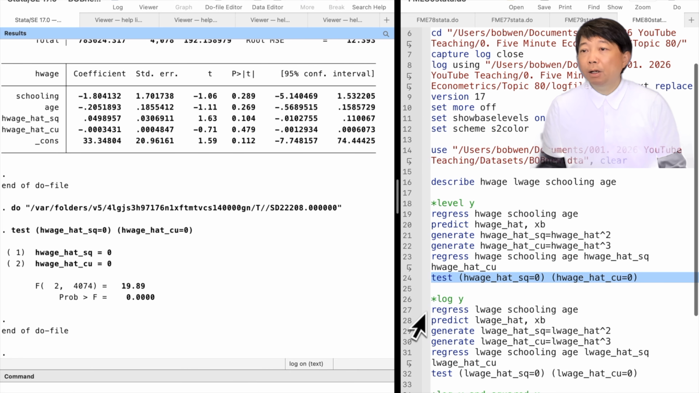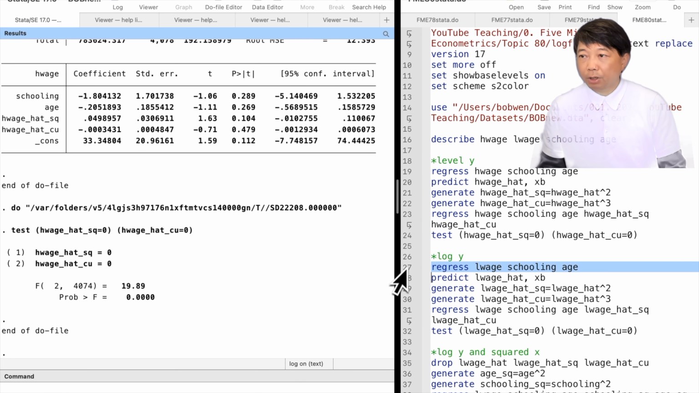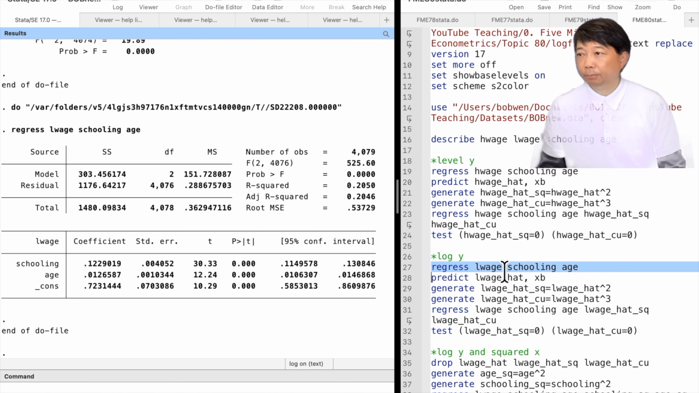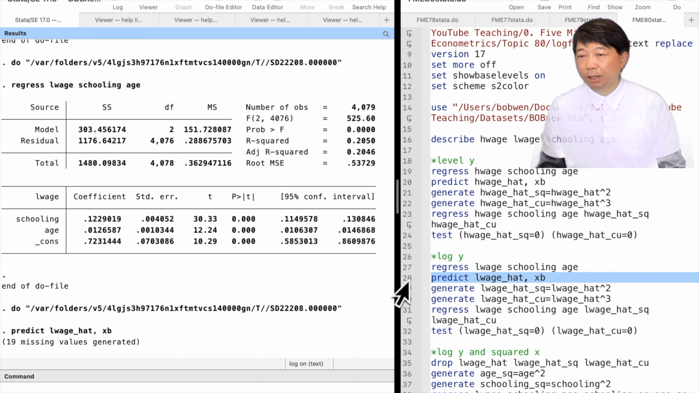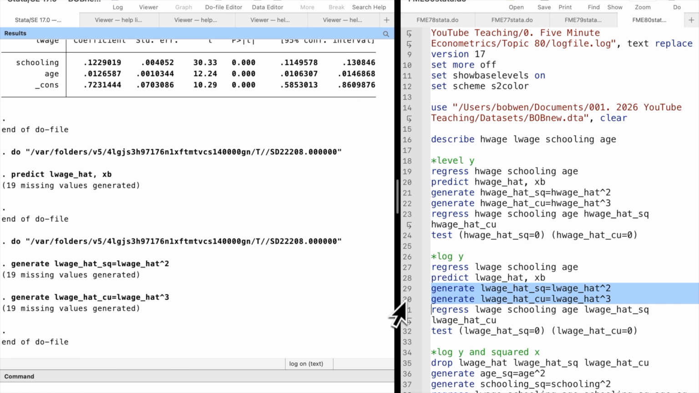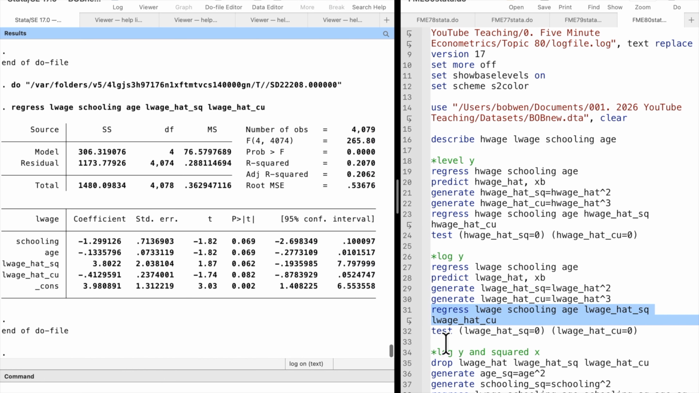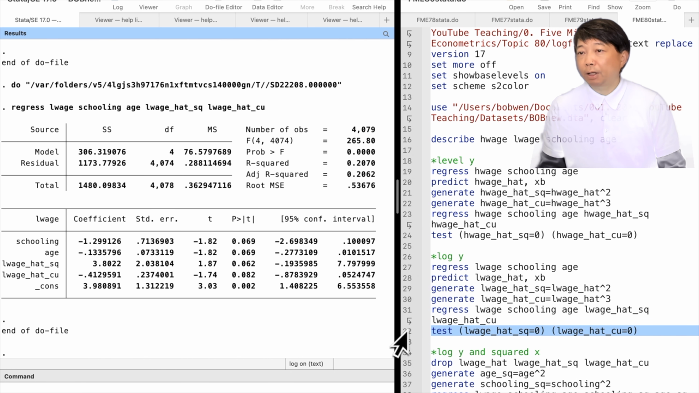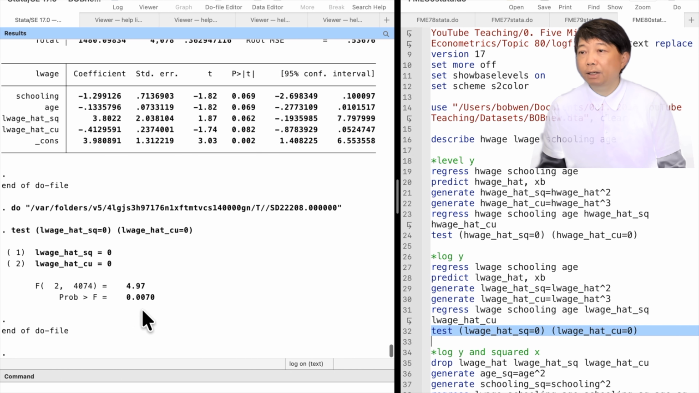Next, we use the logarithmic form of hourly wage as the outcome variable. We do the RESET again. The F statistic becomes smaller, 4.97, and its p-value is 0.007. It provides weaker evidence of functional form misspecification, but we can still reject the null hypothesis of no misspecification at any significance level above 0.7%.